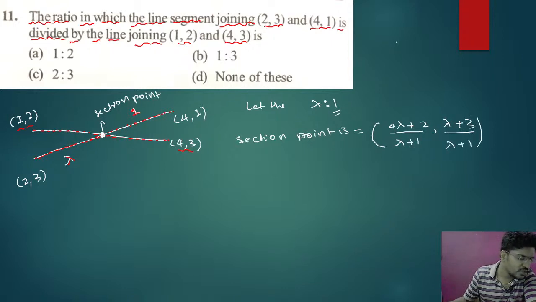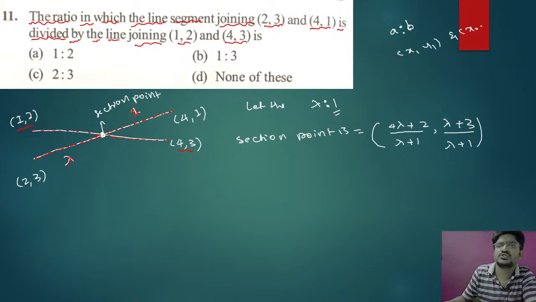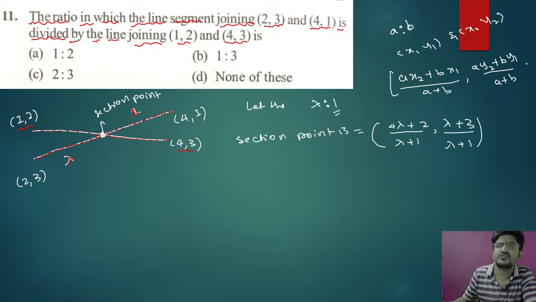I think everyone knows the section formula: if the ratio is A is to B and the points are x1 y1 and x2 y2, the formula is A into x2 plus B into x1 divided by A plus B. In the same way, A into y2 plus B into y1 divided by A plus B. So use this section formula so that you can understand here. Here A is lambda, B is 1, x1 y1 is 2, 3, and x2 y2 is 4, 1.